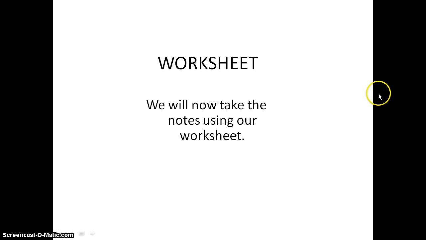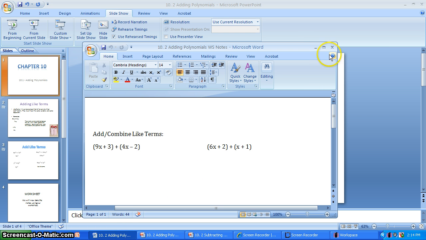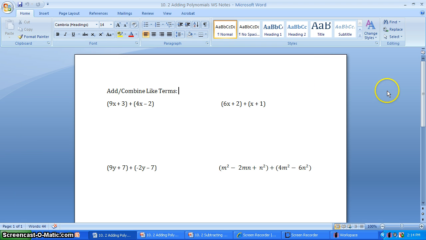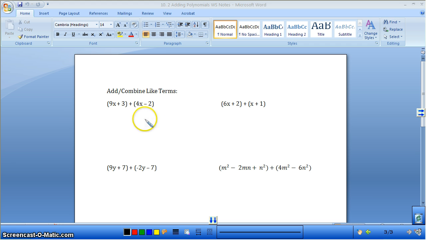Alright, so there's a worksheet that we're going to go to, and you have that worksheet. Okay, it looks something like this. And we're going to be combining some like terms here. Alright, so here you have a binomial added to another binomial. Okay, this is pretty easy here. All you want to do is identify your like terms, and you're going to combine them.